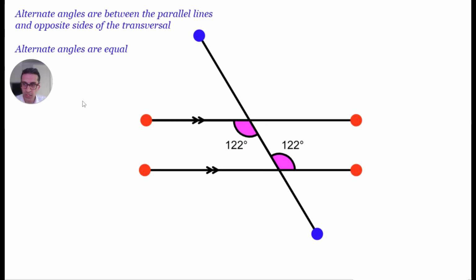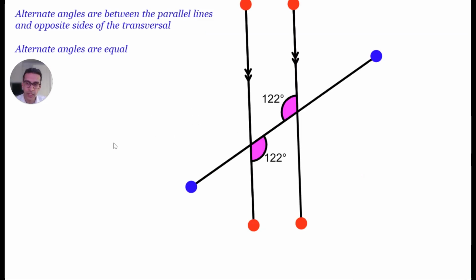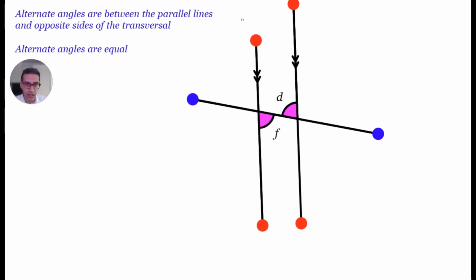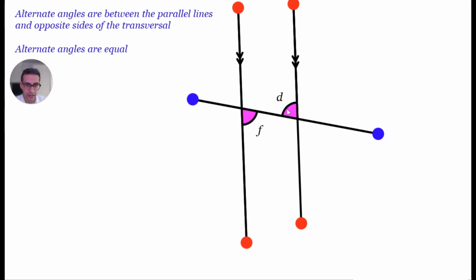And remember, just like before, the parallel lines don't have to be horizontal. They can be, for example, like this, it can be vertical, they can be facing any angle here. So you can see these two are going to be your alternate angles. So make sure you're aware of that. If, for example, you're given a diagram like this, you should be aware that if D is 78, well, F is going to be 78 because they are alternate angles.